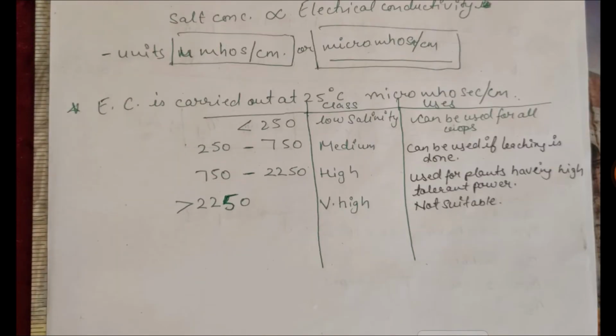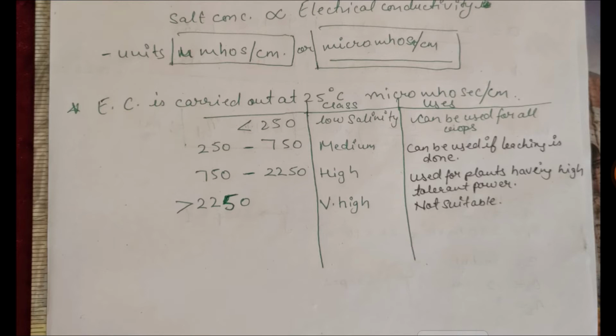Now there are some standard values. If it is less than 250, then it is low salinity. If 250 to 750, then medium. 750 to 2250, then it is high salinity water. And if it is greater than 2250, then it is very high salinity water. Remember, last time we studied this low, medium, high and very high. Similarly for electrical conductivity. Low salinity water can be used for all crops. Low salinity water is good for all crops.